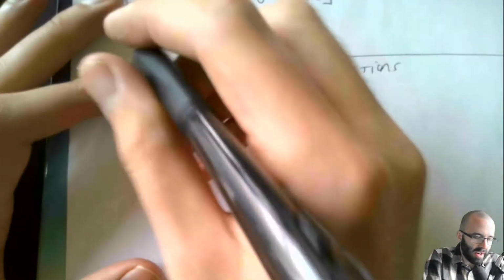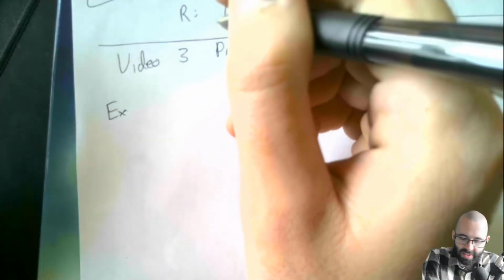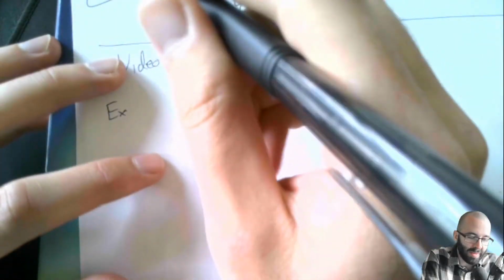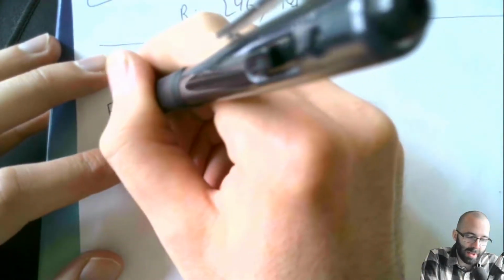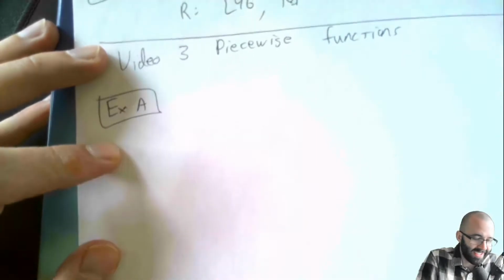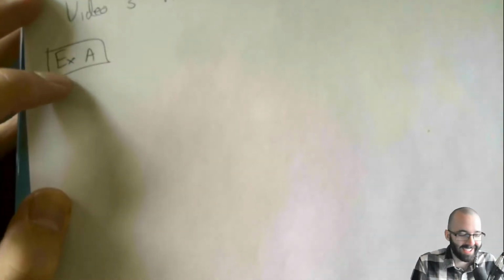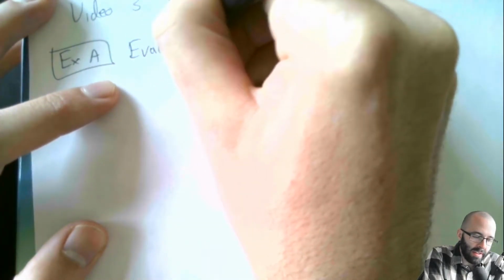So let's start this off right here. Example, my numbers are all messed up. We're going to go into letters. We're going to say example A because consistency is already gone in this section anyway. Okay, so evaluate the following given this function.